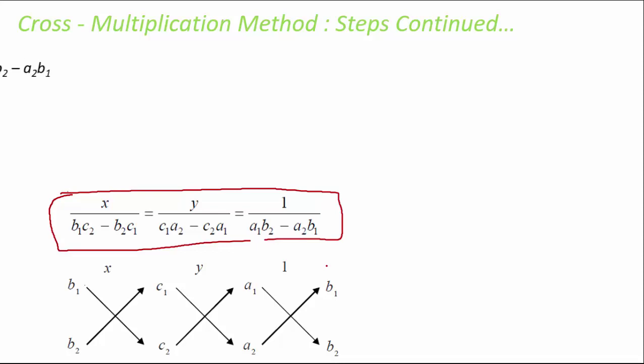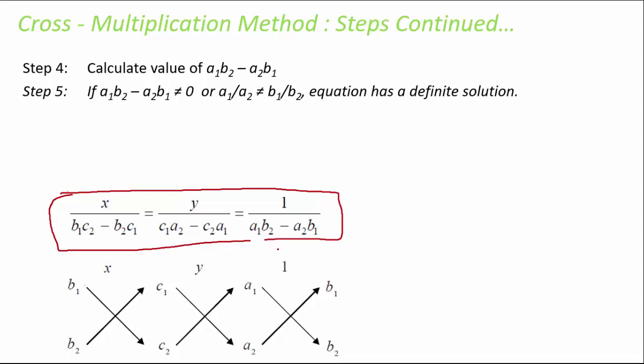Now again, in this case also, there are many different possibilities. Depending upon this value, a1, b2 minus a2, b1, you actually can find out what kind of solution this equation will have. For example, the equation may have a finite, that is definite solution. It may have infinite solutions. It may have no solution, right? What kind of solution the equation will have entirely depends upon this value, that is a1, b2 minus a2, b1. So we have a couple of scenarios.